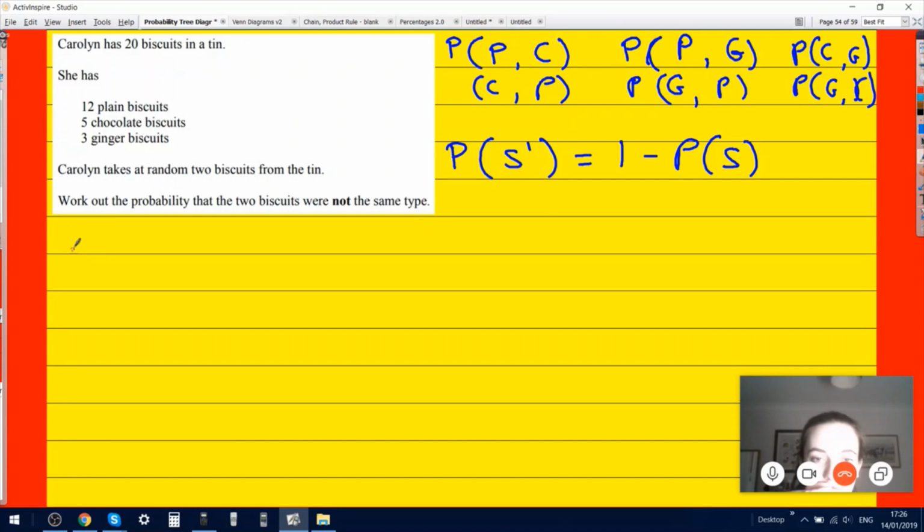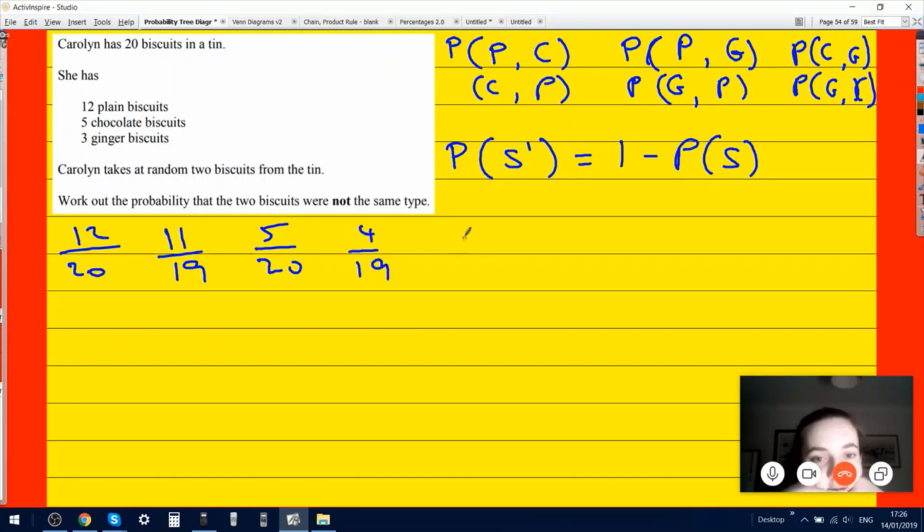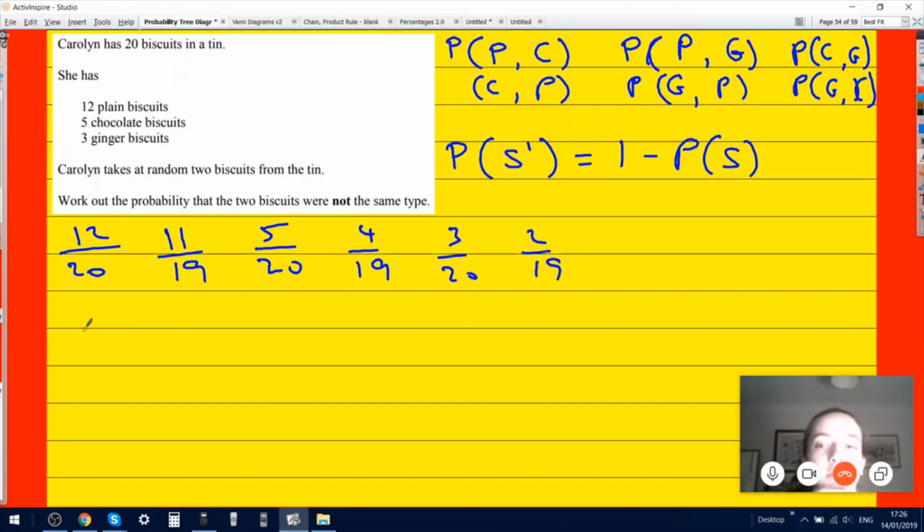12 over 20, and then 11 over 19, then 5 over 20 and 4 over 19, and 3 over 20 and 2 over 19. Then times them. So the denominator is 380. That's 132, 26, 1. What would that give you?